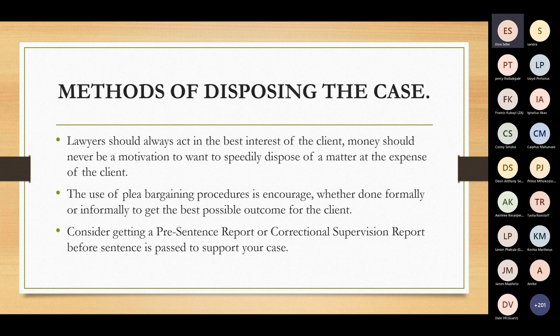And then you can also, if you want to support your mitigation of sentence, use what is called a pre-sentence report or a correctional supervision report. So this is a report that you get after you have already pleaded guilty. The court has already found the accused guilty, but before a sentence is passed, a social worker will get involved and give a background to the accused. And they can also get what is known as a victim impact report, whereby they will interview the victims of the perpetrated offense. And after all these interviews are done, they will come with a recommendation to the court of what they consider to be a suitable sentence that the court should impose on the accused. Okay, questions?